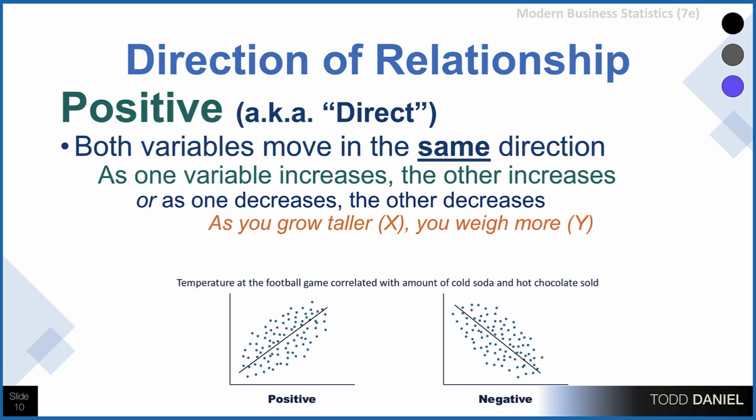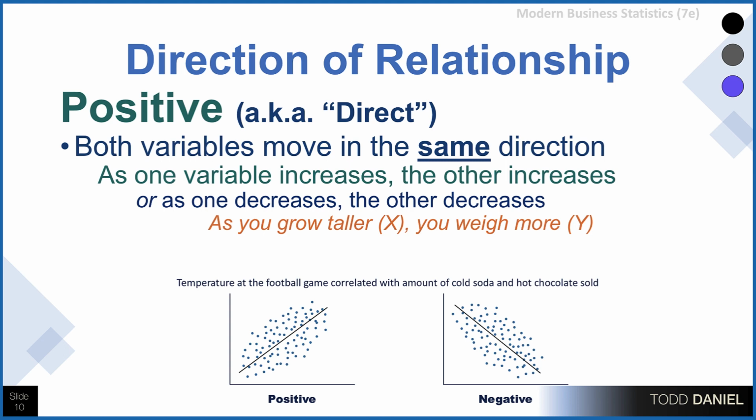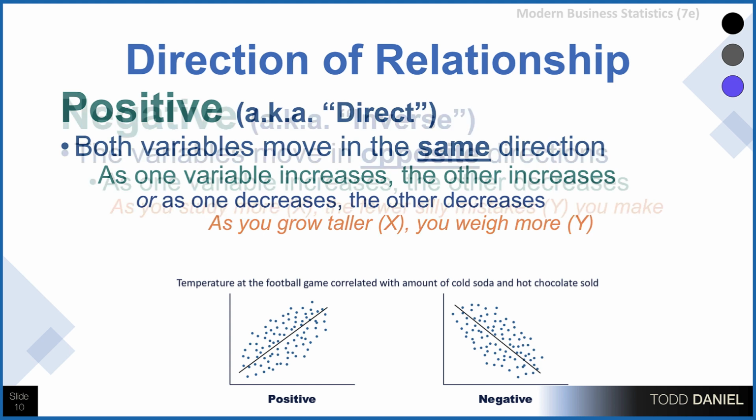A positive relationship, or a direct relationship, occurs when both variables move in the same direction. As we saw with our example at the concession stand, as temperature goes up, sales of cold soda go up. As temperature goes down, sales of cold soda go down. That is a positive or direct relationship. Another example would be height and weight. As you grow taller, you tend to weigh more. We put one variable on the x-axis, the other on the y-axis. We use the variable on the x-axis as our predictor variable. And I'll tell you more about prediction as we move along.